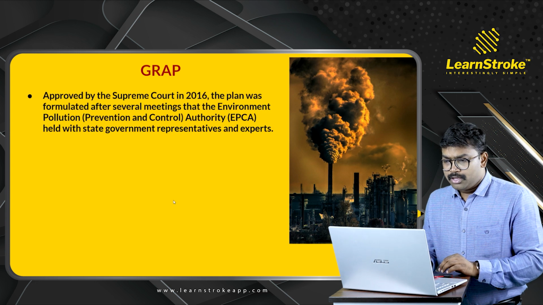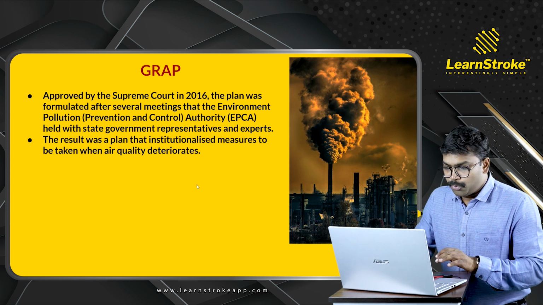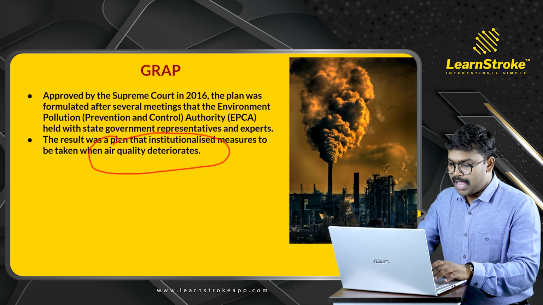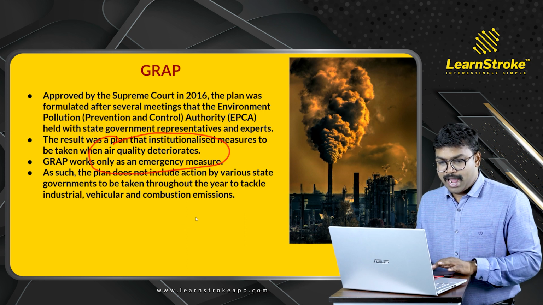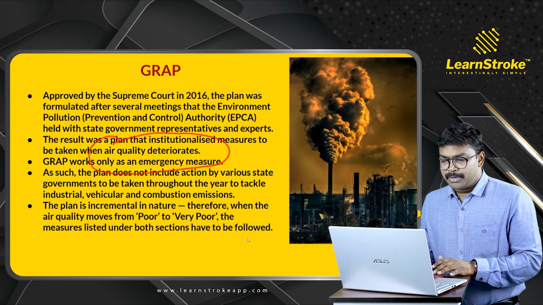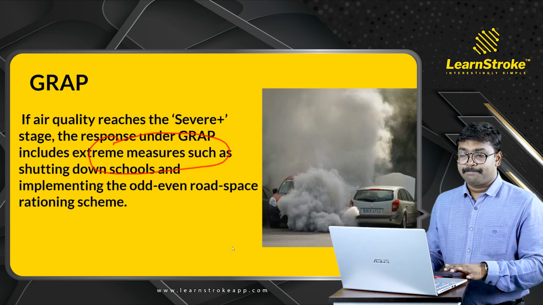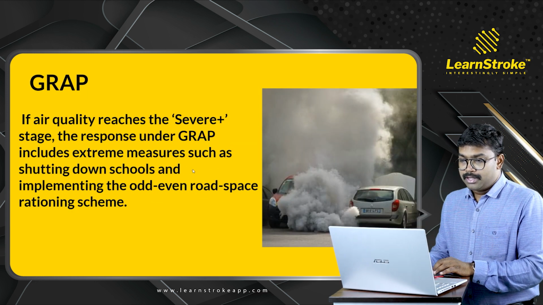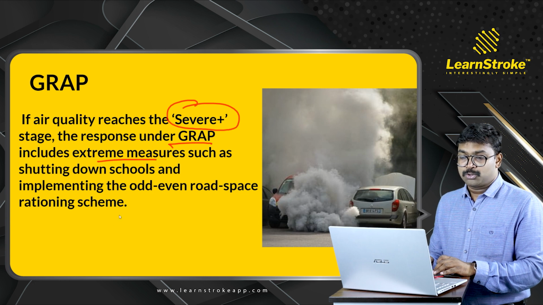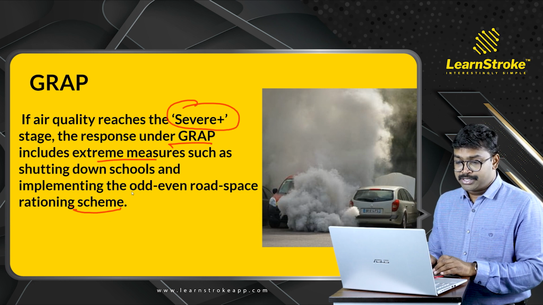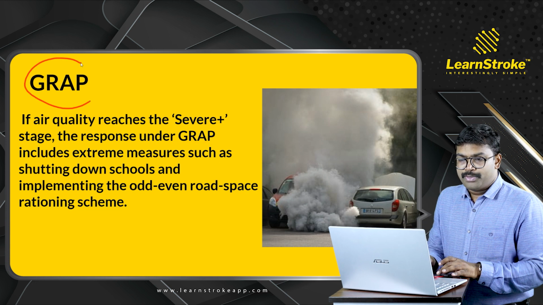In this context of emergency measure, air quality deterioration and incremental, let's find out what GRAP means. It was approved by the Supreme Court in 2016, and the most important point comes here: when air quality deteriorates, GRAP makes this important turn. It works as an emergency measure, and normally it is incremental because when the air quality moves from poor to very poor, the measures listed in both sections have to be followed. When GRAP reaches severe plus, it normally means shutting down schools, implementing an odd-even road space rationing scheme, etc. So you must have seen why GRAP is important here. So that was regarding GRAP.